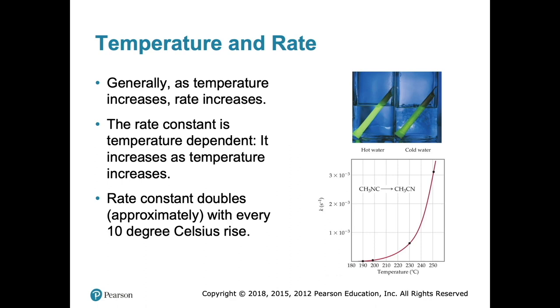the rate constant is temperature dependent. It increases as temperature increases. The rate constant doubles with approximately every 10 degrees Celsius rise. Here's a reaction where something becomes acetonitrile. I forgot what it was called. As the temperature increases, you can see how fast the rate rises. So the hotter it gets, the better it is for a reaction.